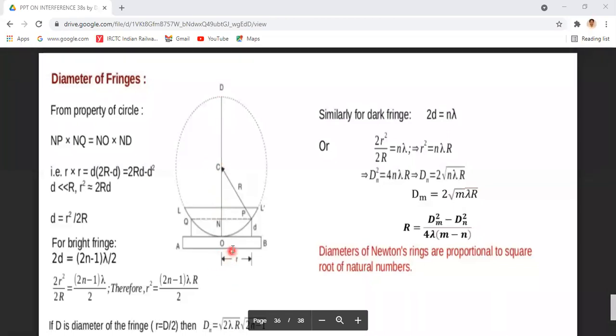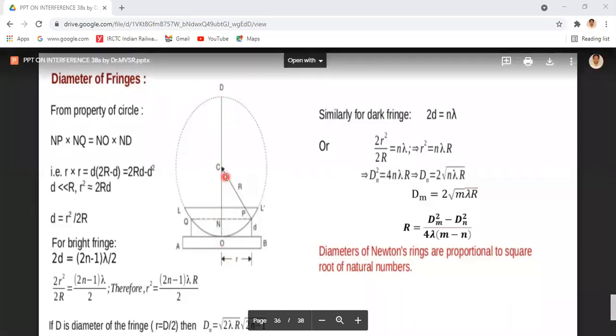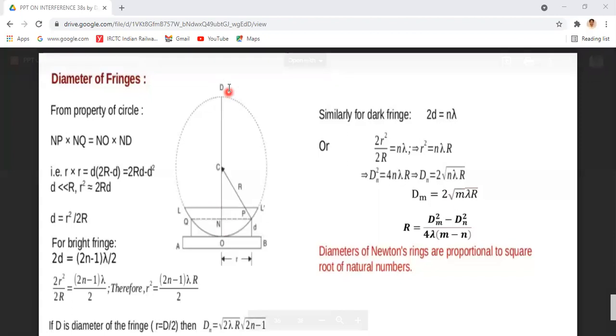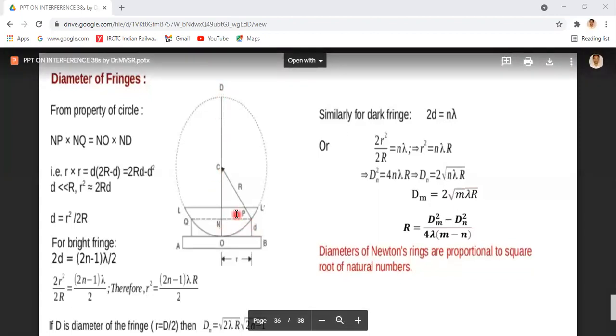So CD is actually OC plus CD. OC is R and CD is R. Here NO is nothing but d. ND is nothing but 2R minus d. The total is 2R; from 2R, subtract d, and that is the ND value. So the value of ND is equal to 2R minus d. Is it clear now?